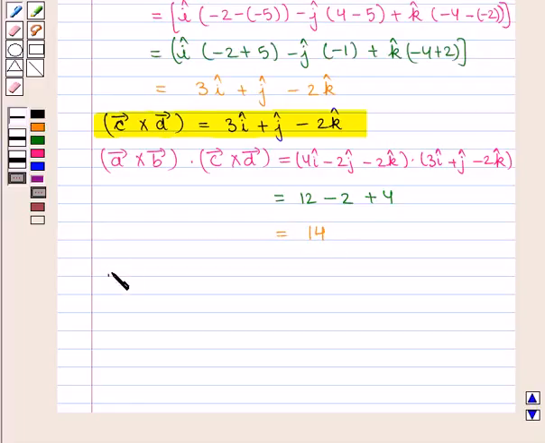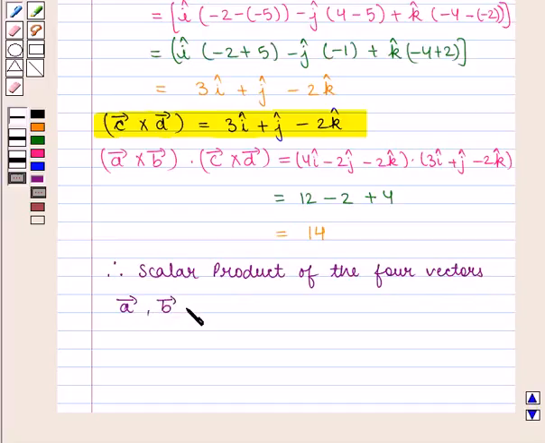Therefore, scalar product of the four vectors A, B, C and D is given by 14, which is the required answer.